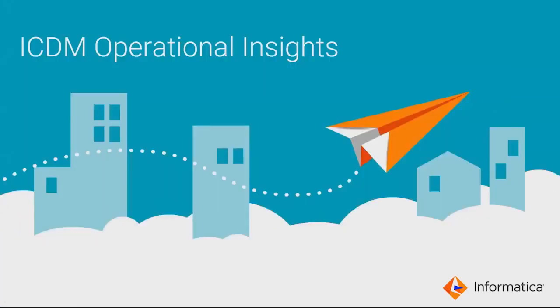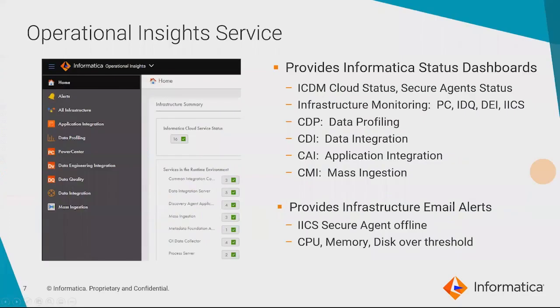So within the Informatica Cloud, we provide a service called Operational Insights. This service provides Informatica dashboards not only for the cloud, but also for monitoring your PowerCenter, IDQ, data engineering, all of that infrastructure. You can have insights into cloud data profiling, data integration, application integration, even mass ingestion. It also provides infrastructure email alerts, such as when an agent goes offline or when an agent is over thresholds that you can set based on its current CPU usage, memory usage, disk usage.